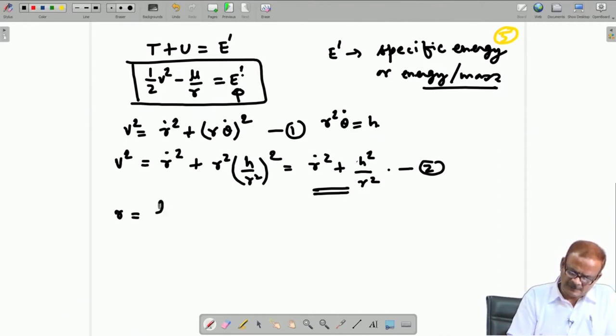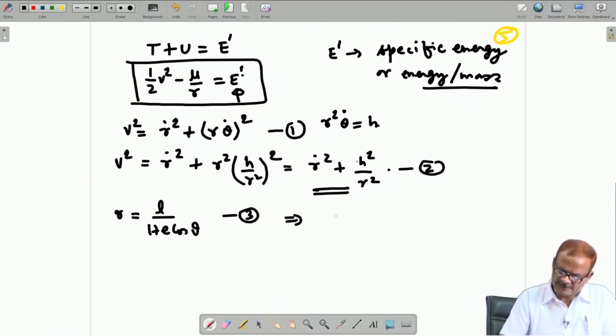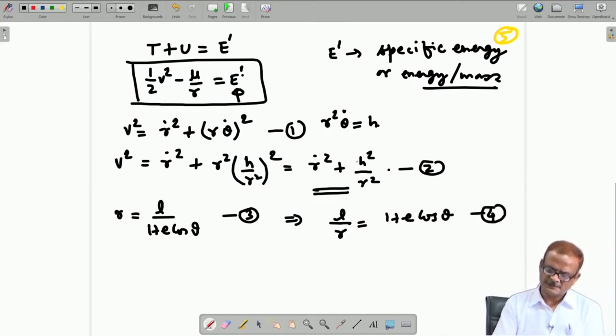So, R equal to L by 1 plus E cos theta. We reorganize it and write it as L by R equal to 1 plus E cos theta. Why have we done this? Because then the differentiation will be easy, in the sense that we do not have to differentiate the quantity which is in the denominator; we bring it here in this place.